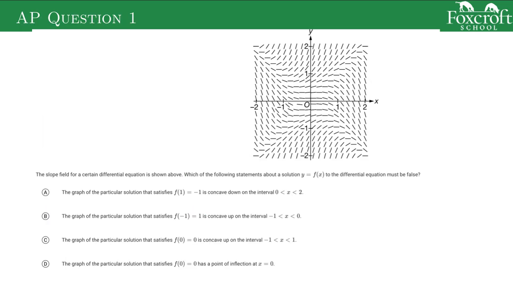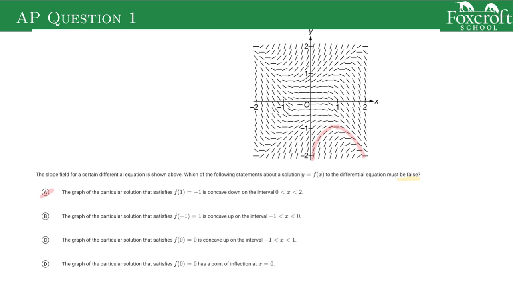Alright, so this one, we're given a slope field, and which one of these has to be false? Let's go through each one of them and see if it should be true or not. If we have the particular solution at (1, -1), it should be concave down. Well, let's follow the arrows. They're going to point me down. You're going to hit there and go back down. And it does look like it should be concave down. So this one looks like it should be right, which means it's not the right answer.